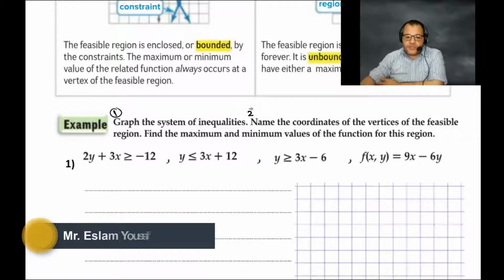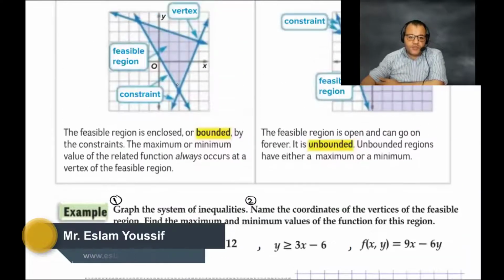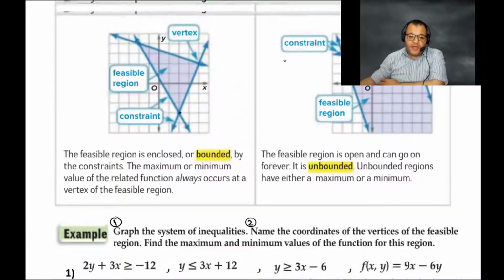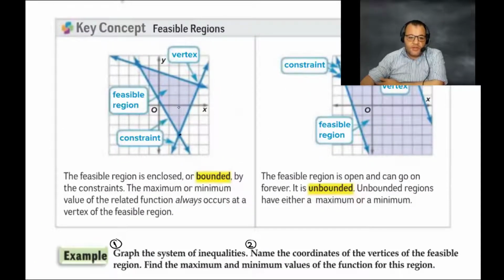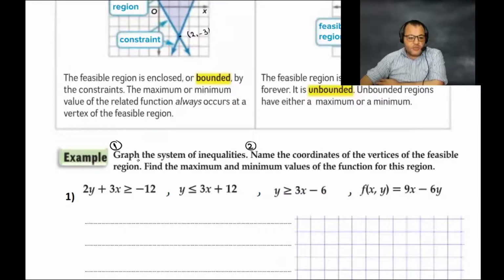The second part, we need to name the vertices. After intersecting, they intersect at one point. All we have to do for naming the vertices is, for example, this point is (2, -3). This point is 1, 2, 3, 4, and 2, so that's (4, 2). This point will be (-2, 4). That is the meaning of naming the vertices. The third question, we need to find the maximum and the minimum. How we can find it, that's what we will learn today, inshallah.